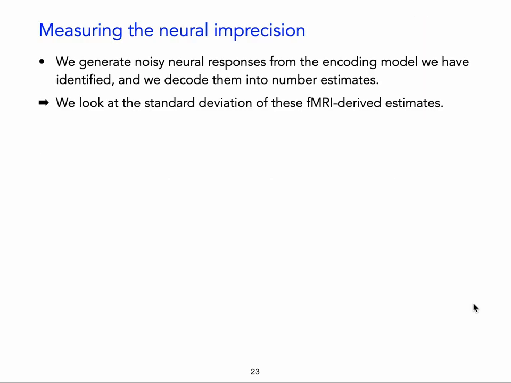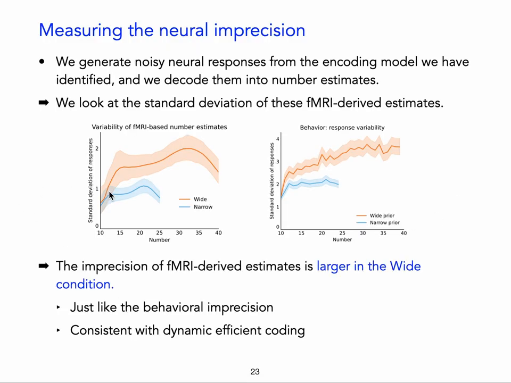To measure the neural imprecision, we're going to generate noisy neural responses from the encoding model that we have identified, and we're going to decode them into number estimates. And so we obtain a distribution of fMRI-derived estimates, and we can look at the standard deviation of this fMRI-derived estimate, just like we look at the standard deviation of the participant responses. And so this is what we obtain. The standard deviation of this fMRI-derived number estimate is larger in the context of the wide prior than it is in the context of the narrow prior.